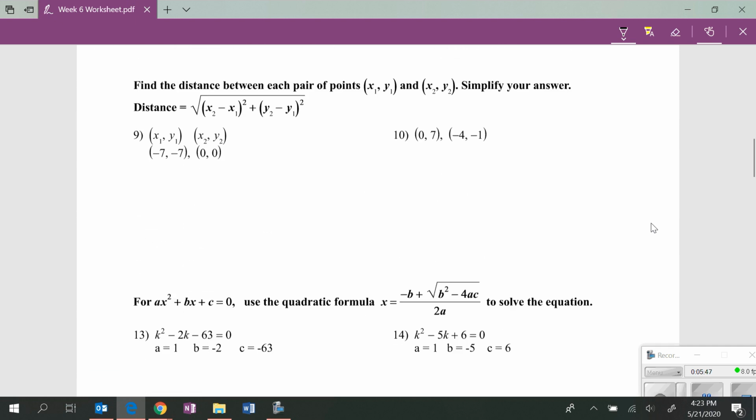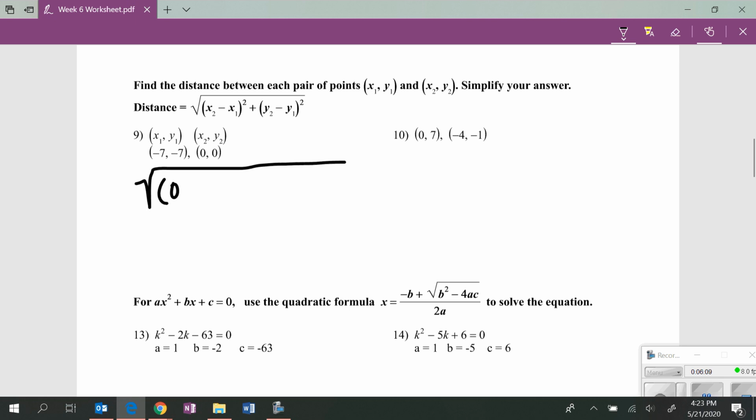Distance formula you saw from last time, just going to go over really quick. You're just going to plug in where you see the x2, x1, y2, y1. Remember, here's my x1, y1, x2, y2. So very quickly, we will plug it in.